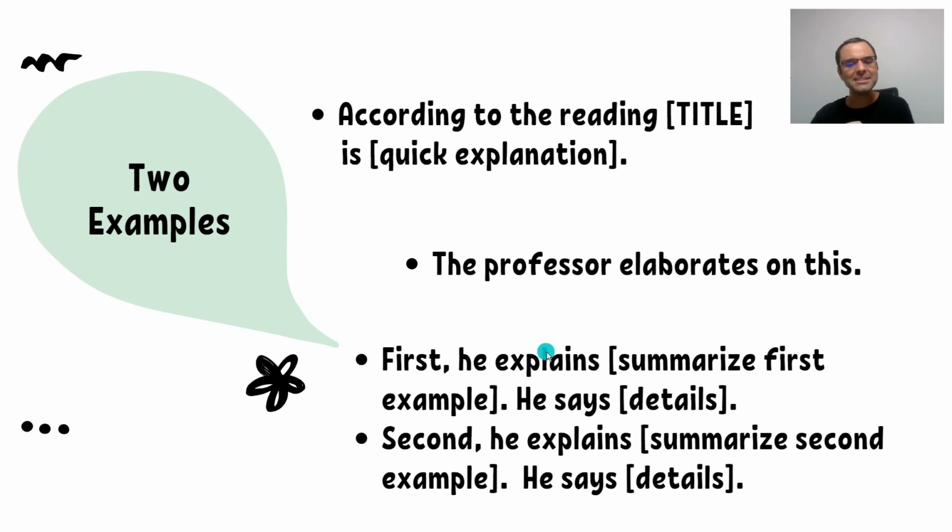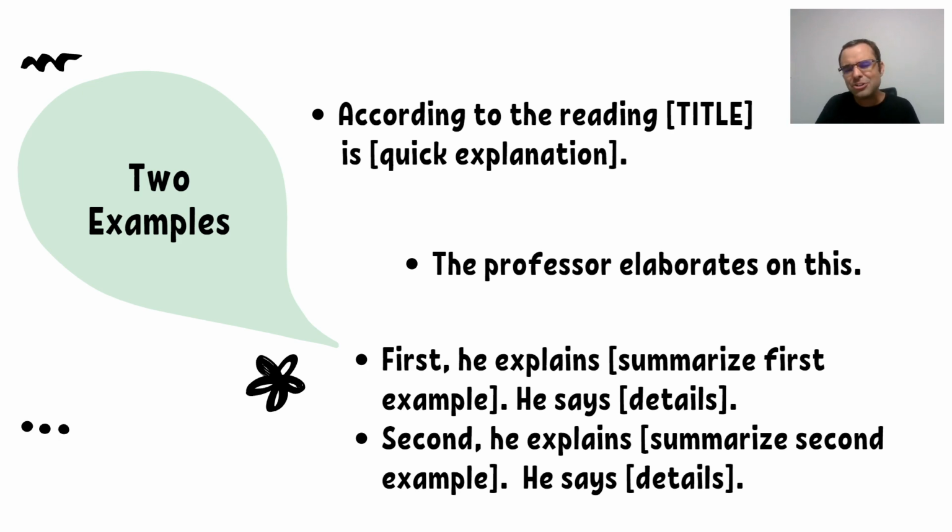First, he explains, and then you summarize the first example. He says, and then you give the details. So what do I mean by summarize the first example? Well, in the question from ETS, the first example is all about the macaw, the bird. And it talks about how when the macaw declined, it affected the whole ecosystem. So you're going to say something like, first, he explains how the decline of the macaw affected the entire ecosystem. And then after that, you're going to give all the details.